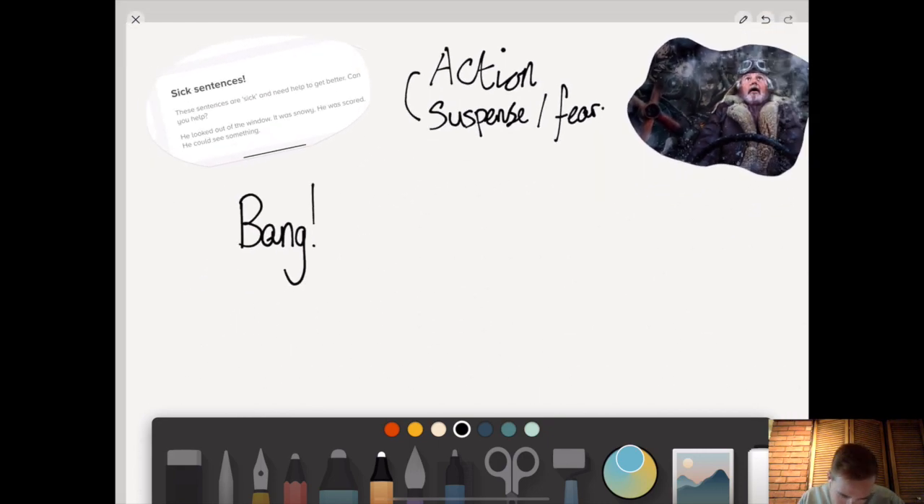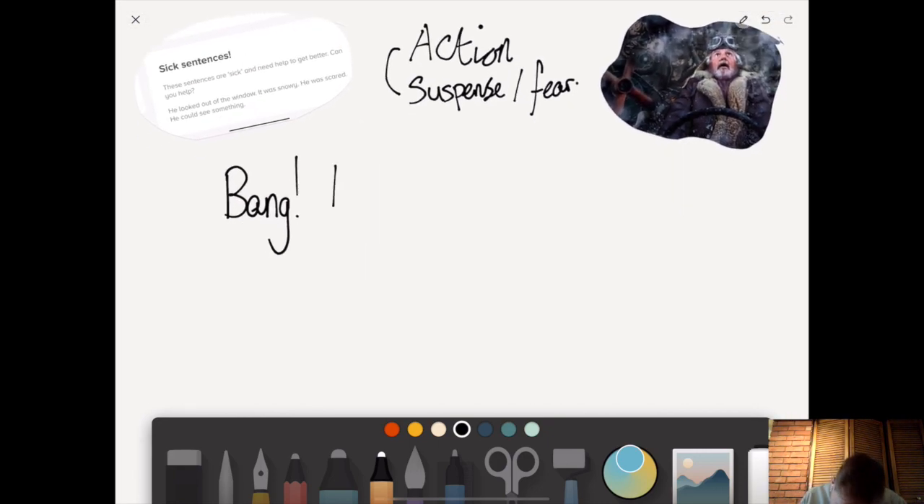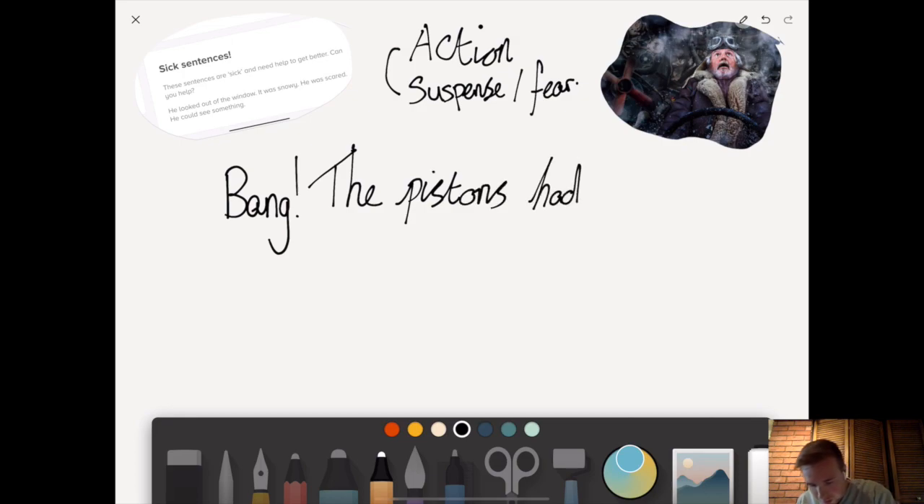So bang, the pistons had blown. That's rubbish. Oh, forget that. I'm not having that, am I? The pistons had blown again. Now, piston is just part of an engine, but even if you don't know, hopefully you know it's part of the machinery. So you can see that the machinery is malfunctioning. So I'm using very specific language there.